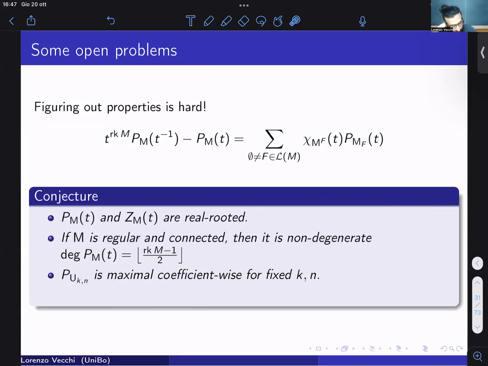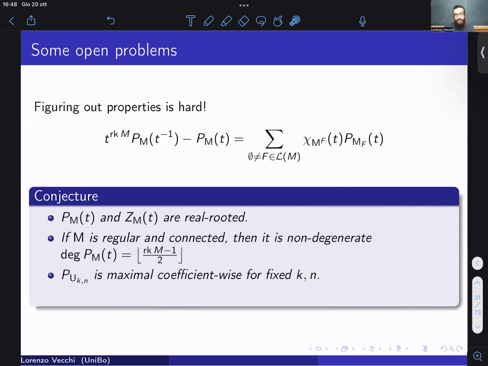And here are some examples of open problems. The first one concerns the roots of the polynomials P and zeta, so that we have a conjecture of real rootedness. Then, if you remember, I told you that the degree of the polynomial had a certain maximal bound, half the rank of the matroid. But this bound is so bad that we still don't even know when the degree of the polynomial is exactly the maximal possible value. So we have some conditions on the matroid that are conjectured to give us the maximal possible degree for the invariant.